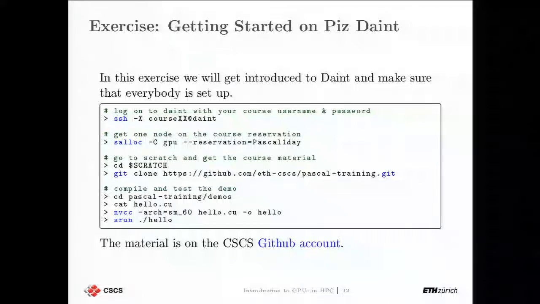So now we're going to do a little exercise. We're just going to log on to Piz Daint and then do a git clone to get hold of the training material. And then we're going to compile a hello world example using NVCC. Not very interesting, but the purpose is to let you make sure that you can log on and do any debugging of that process before we get on to the more interesting exercises later on. And I've just noticed that I made a mistake, so I'm just going to update.